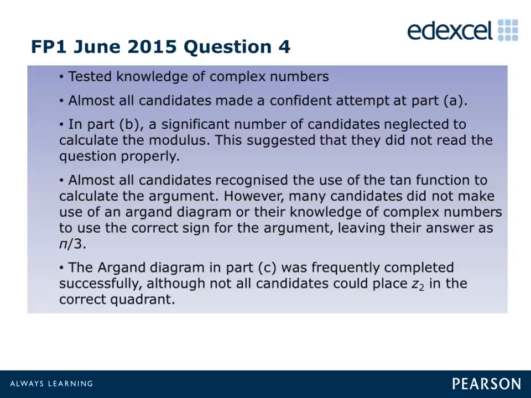Almost all candidates recognized the use of the tan function to calculate the argument. However, many candidates did not make use of an Argand diagram or their knowledge of complex numbers to use the correct sign for the argument, leaving their answer as pi over 3. The Argand diagram in Part C was frequently completed successfully, although not all candidates could place Z2 in the correct quadrant.